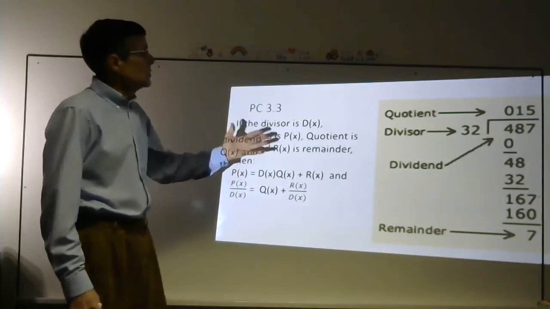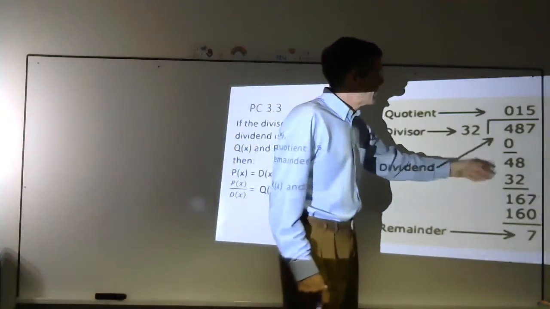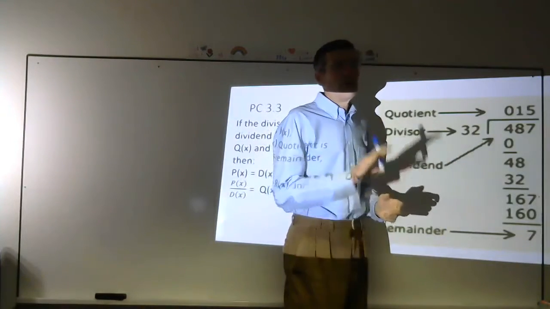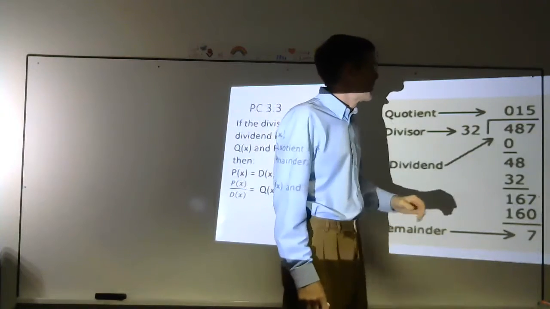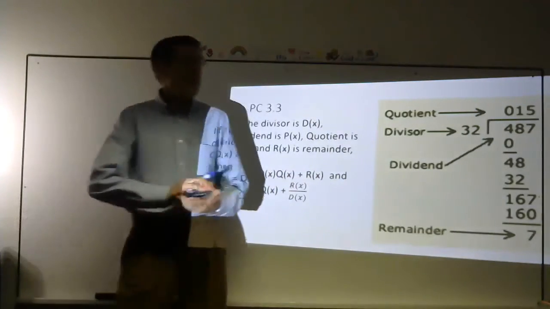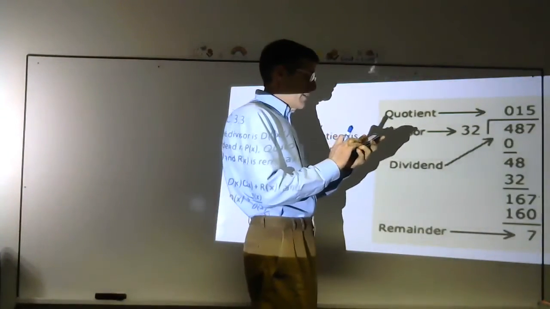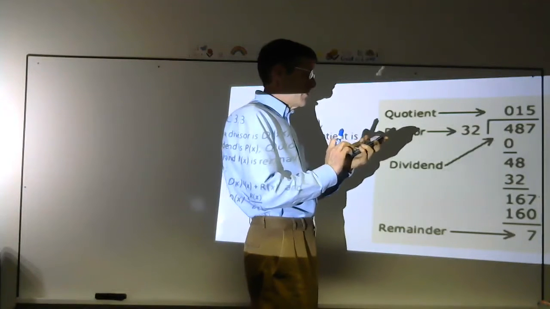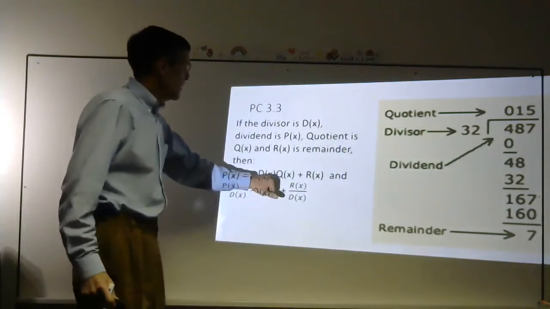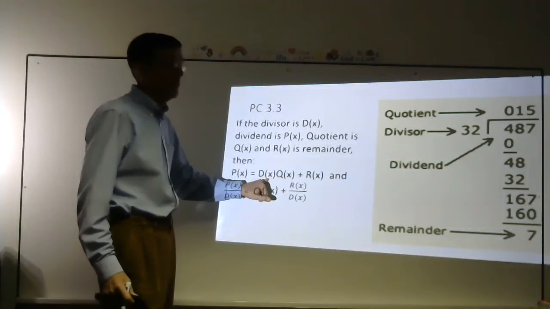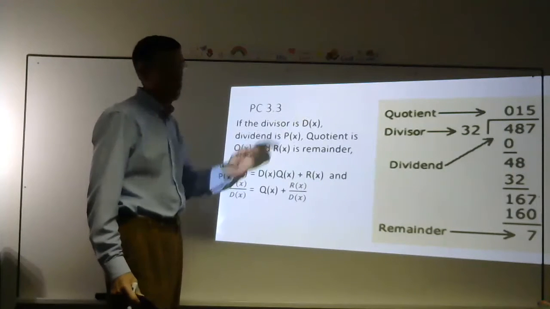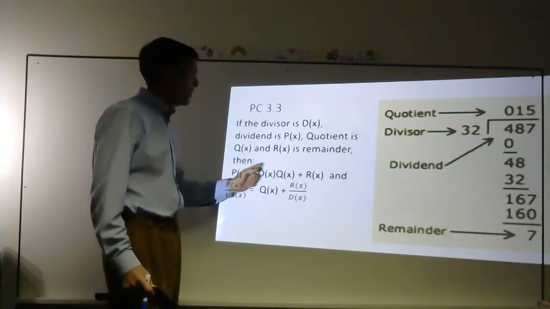Now, how do you check? Let's go back and talk about this problem. Suppose you get 15 with a remainder of 7. To check your work, that's going to take you back to about 5th or 6th grade also, because to check your work, you take 15 times 32, which gives me 480. Then you add your remainder. So you take your answer, 15 times the divisor, 32, and you add your remainder, and you should get what you started with, the dividend of 487. That's the way to check your work.